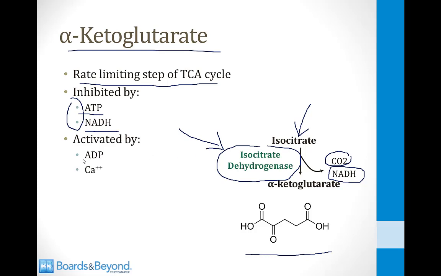Isocitrate dehydrogenase is activated by ADP. So when ADP levels are high, that means lots of ATP has been used and the cell needs more energy. So therefore it activates this step of the TCA cycle. And in addition, this step can be activated by calcium, and that's very important. In skeletal muscles, they want the TCA cycle to start going as soon as they are contracting, and the calcium that gets released in contracting muscles will therefore trigger this step so that the TCA cycle begins to work.